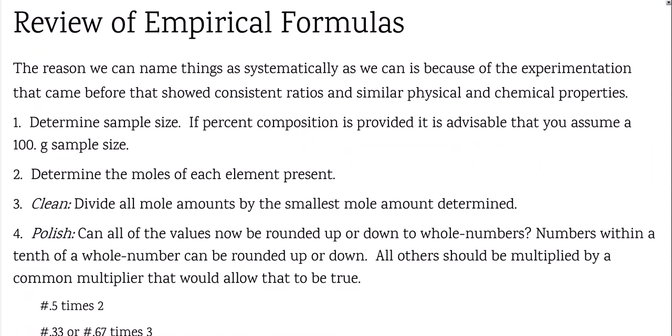On to reviewing empirical formulas. The reason we can name things as systematically as we can is because of the experimentation that came before that showed consistent ratios. Our balanced chemical formulas, CO2, NaNO3, SiSe2, all of those things came from just consistent ratios that they were seeing, and similar physical and chemical properties that were observed through experimentation.